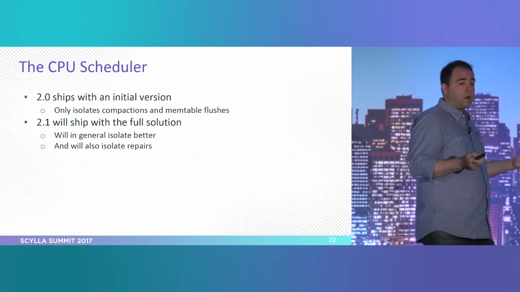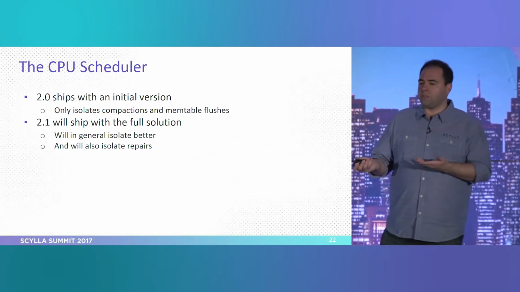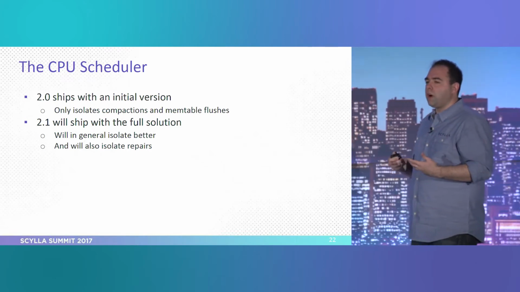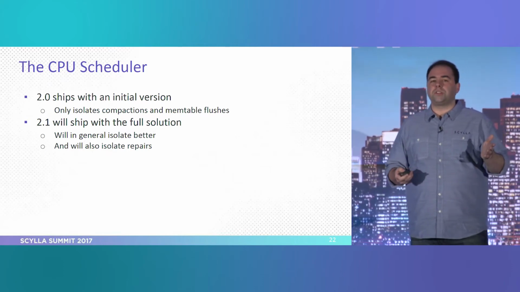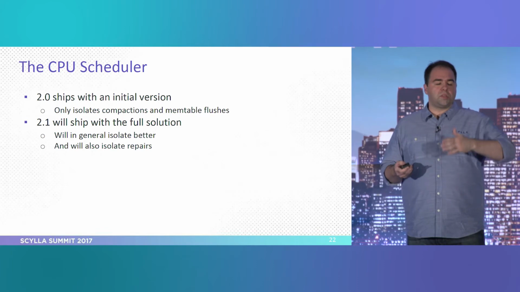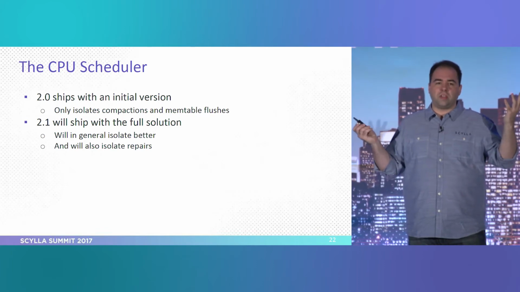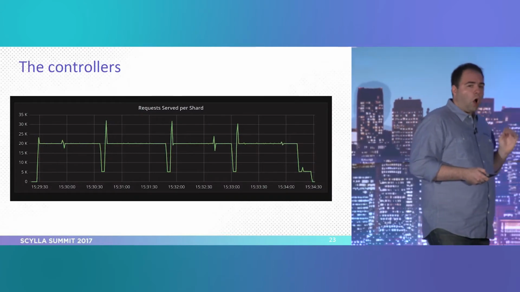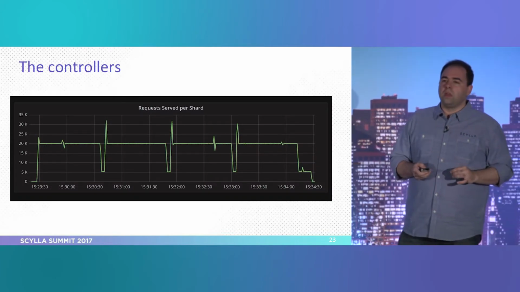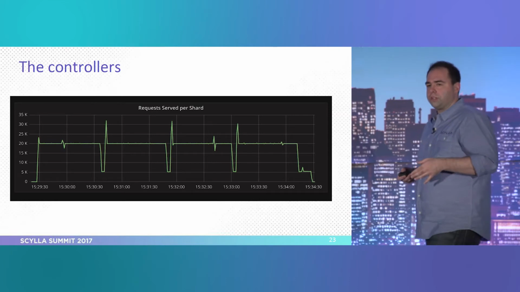2.1 will just isolate better. We're going to have the full version of the scheduler, and we'll also be able to isolate more things. Right now, we are only doing compactions and memory flushes. We want to isolate repairs and any kind of message that you think might be important to isolate, we'll isolate that. And on top of the CPU scheduler, we're implementing something called the controllers.